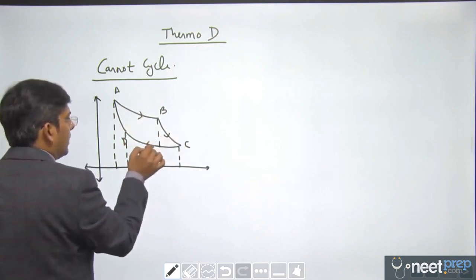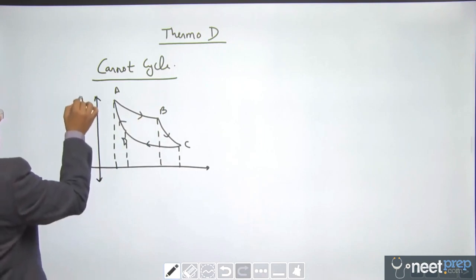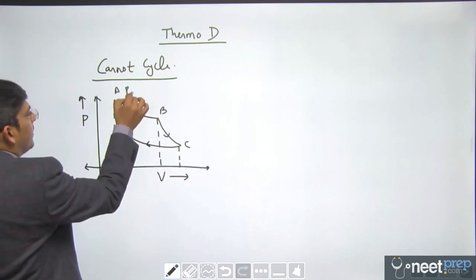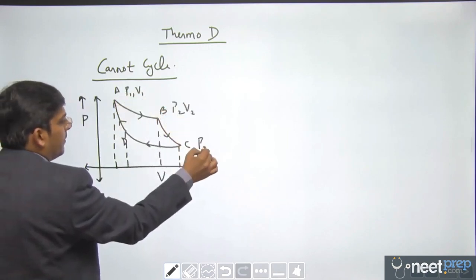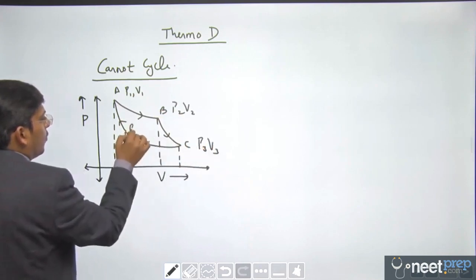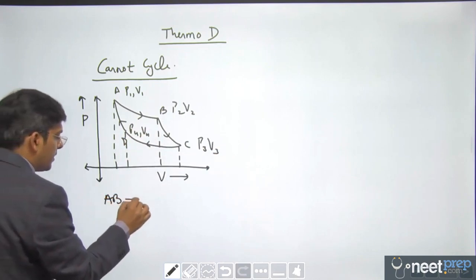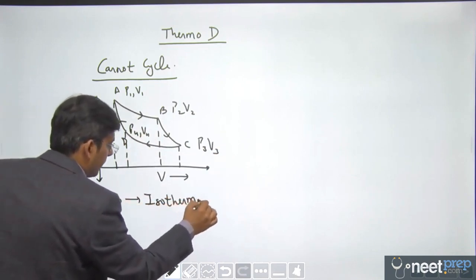AB, BC, CD and then DA, right? So AB, this is a P versus V graph. Let this point be P1 V1, this point be P2 V2, this be P3 V3 and this be P4 V4, right? Process AB is isothermal expansion, right?